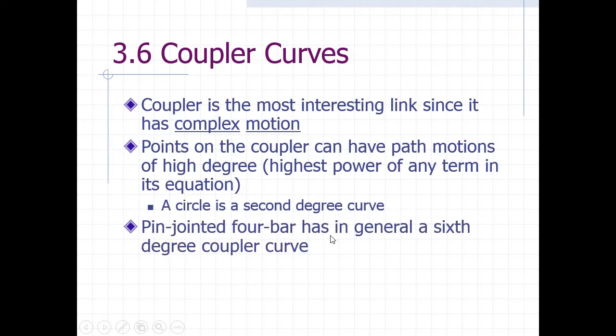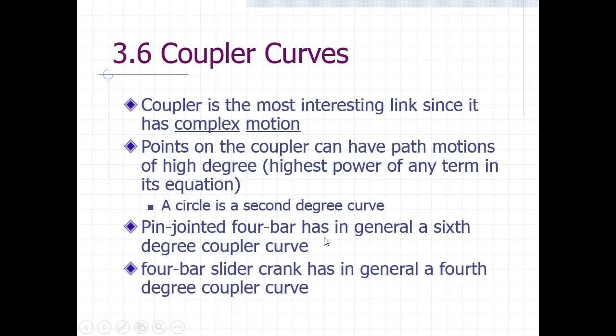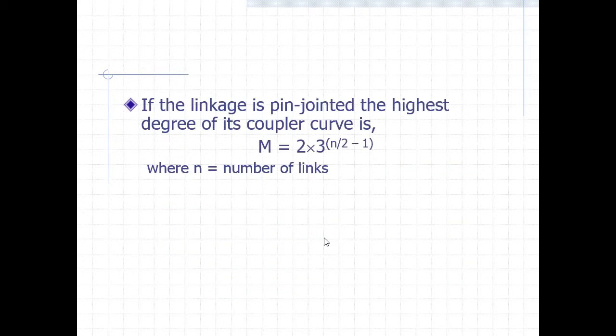Pin-jointed 4 bars have in general a 6th-degree coupler curve. A 4-bar slider crank has in general a 4th-degree coupler curve. If the linkage is pin-jointed, as the 4-bar all-revolute is, the highest degree of its coupler curve is given by the following equation, where n equals the number of links.